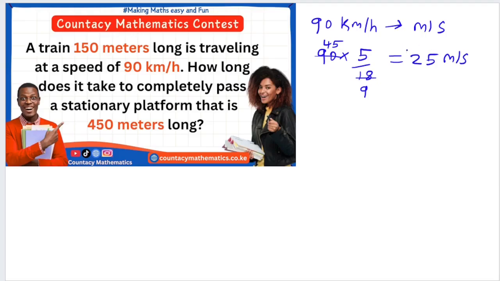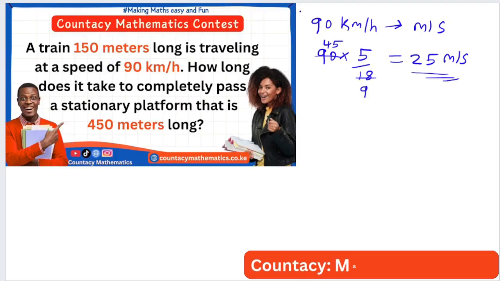At least that is quite satisfactory because we now have the speed in meters per second, and the other units we are dealing with are in meters too. So that's the first thing that you're really supposed to know.